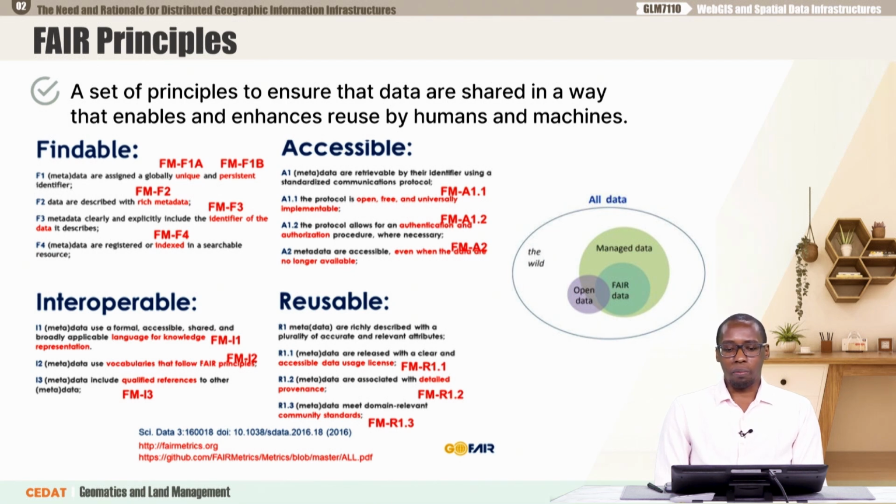And this data should also be reusable. In other words, we should have clear licenses defined, and they should also have provenance information, and all that is very important for us to be able to ensure that the geospatial data is findable, accessible, interoperable, and reusable. So when you talk about FAIR data, it is data that is managed, it can be open, and also it can be proprietary data.